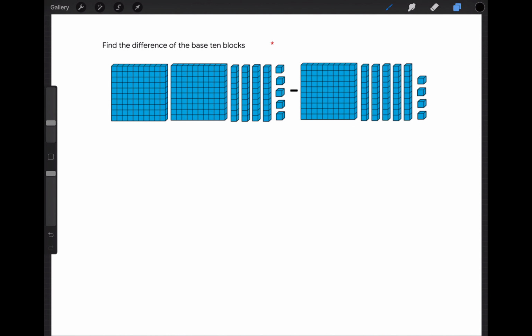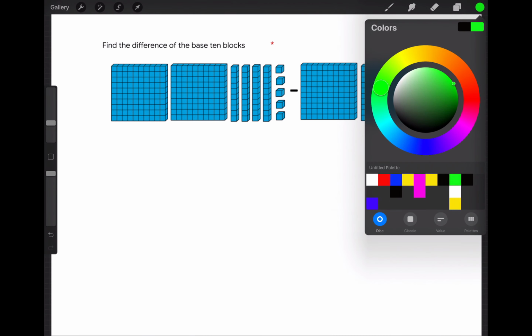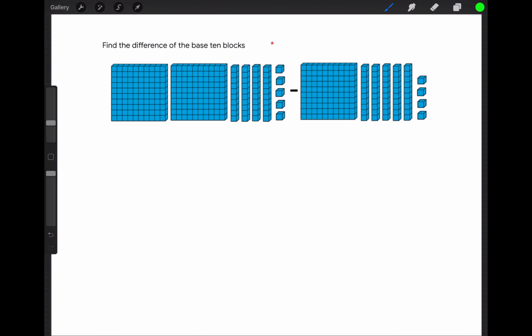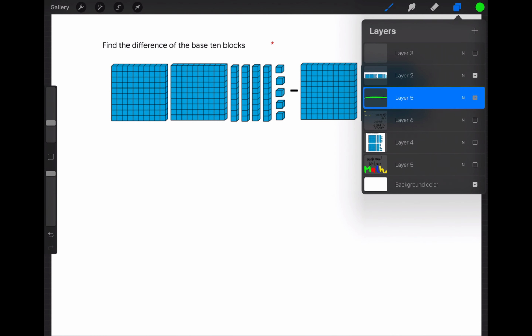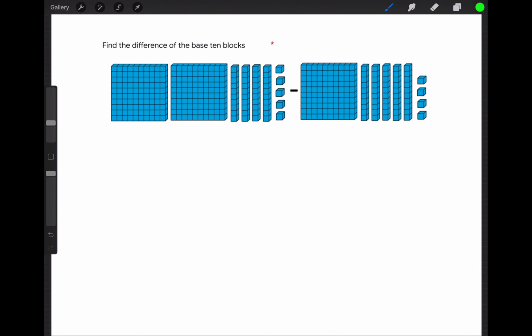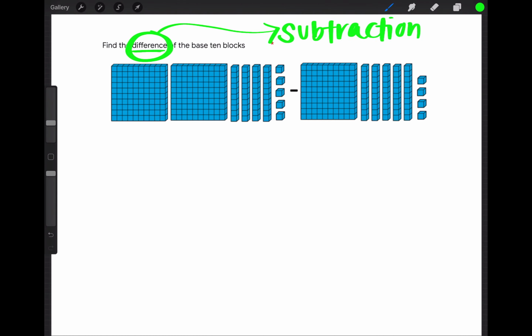All right, so that was using our sum. Now we're going to find the difference of the base 10 blocks. What does difference mean? Difference is a different word. What is difference? Difference is subtraction. So that means you are going to subtract the 2 numbers, or you're going to take away from the bigger number. In our case, we're going to take away with base 10 blocks.